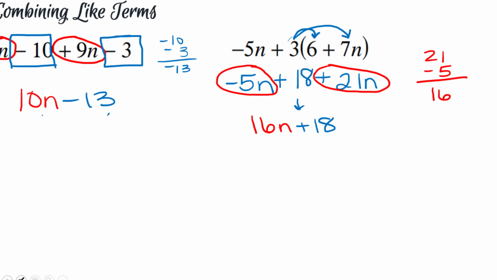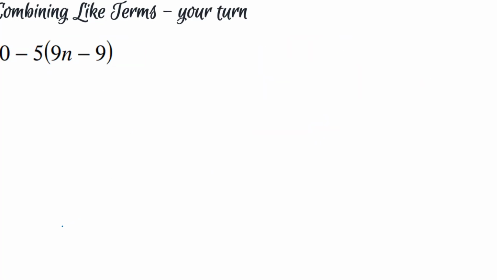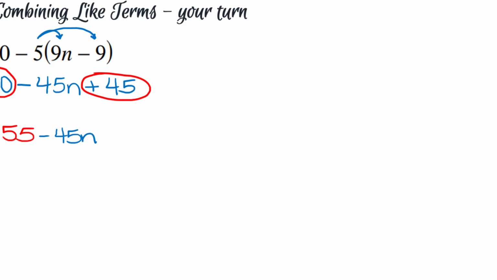All right, I think it's time for you to try one. Here's one for you to try. Go ahead and pause your video right here and see how this one goes. When you hit play again, you'll see all my work. All right, here's what I've got for a final answer. I've got 55 minus 45n. Check out my work, see if you made any mistakes, if you can fix it. Let's see what's next.